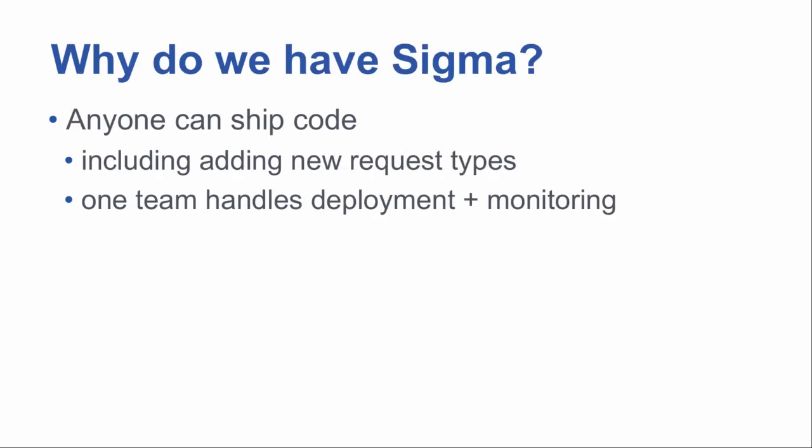So why do we have Sigma? Well, the main reason is that anybody can ship code. So that makes teams autonomous. They don't have to worry about building their own services, doing their own deployment, doing their own capacity management, all of that sort of stuff. They can just check their code into Sigma, and we handle all of the deployment and the infrastructure issues for them. So it's very easy to ship some code and make it available to other services to use. So this is a very nice way to build infrastructure.